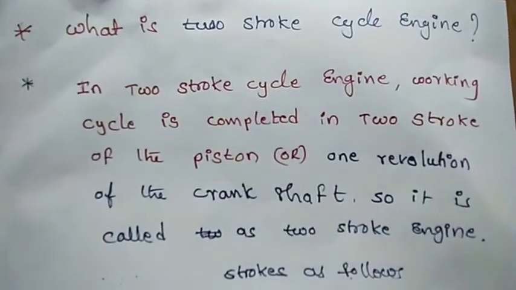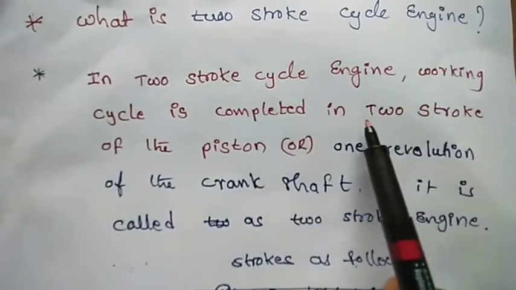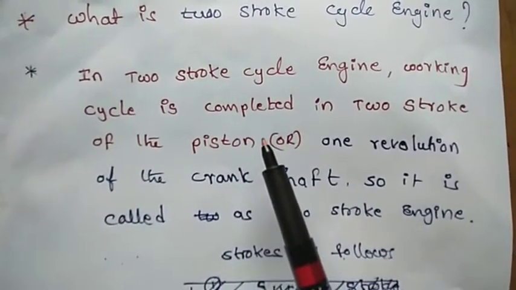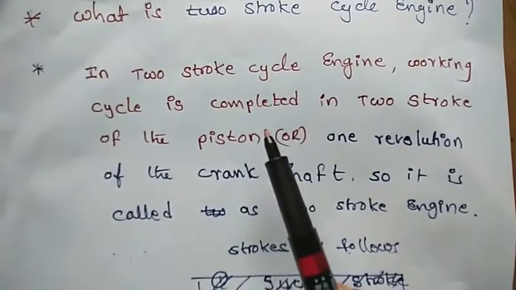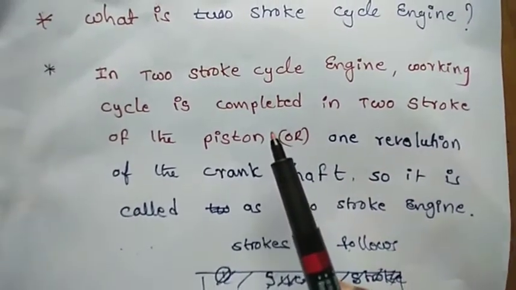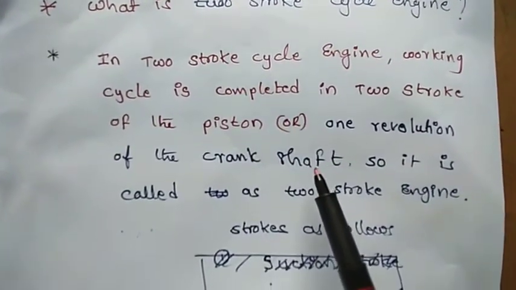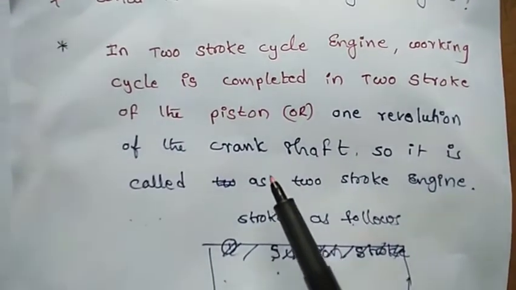So what is a 2-stroke cycle engine? In a 2-stroke cycle engine, the working cycle is completed in 2 strokes of the piston. Whereas in a 4-stroke cycle engine the working cycle is completed in 4 strokes of the piston, in a 2-stroke cycle engine the working cycle is completed in 2 strokes of the piston or 1 revolution of the crankshaft. So it is called a 2-stroke engine.